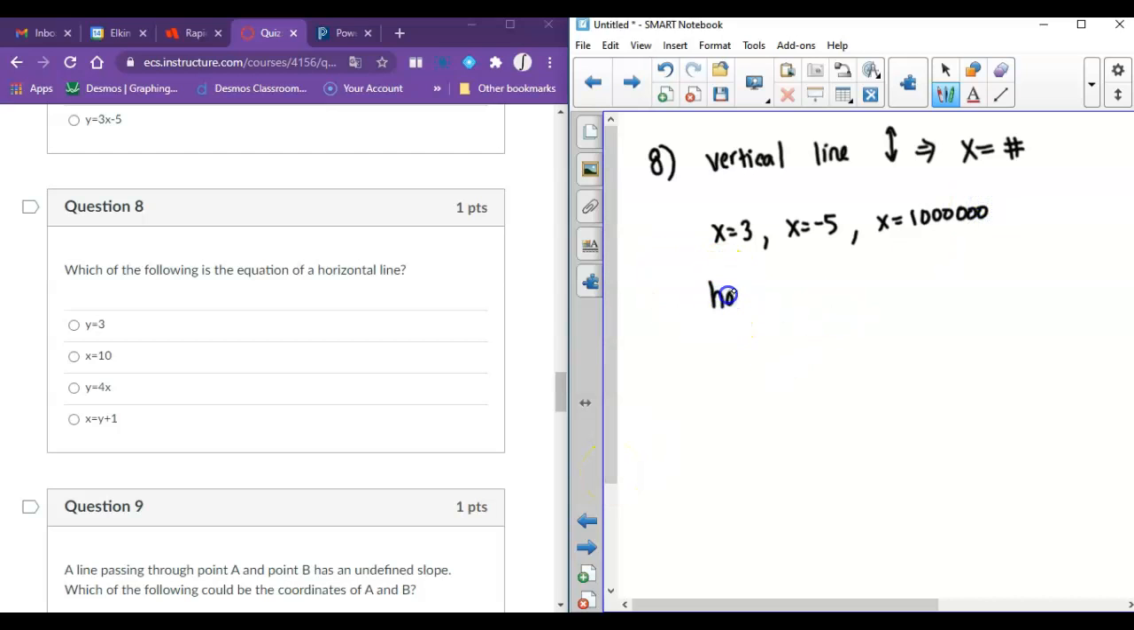A horizontal line, which is what we're looking for here, looking like this, has the equation of y equals a number. And so it might look like y equals 2, or y equals 4, y equals negative 30. Those are all horizontal lines.